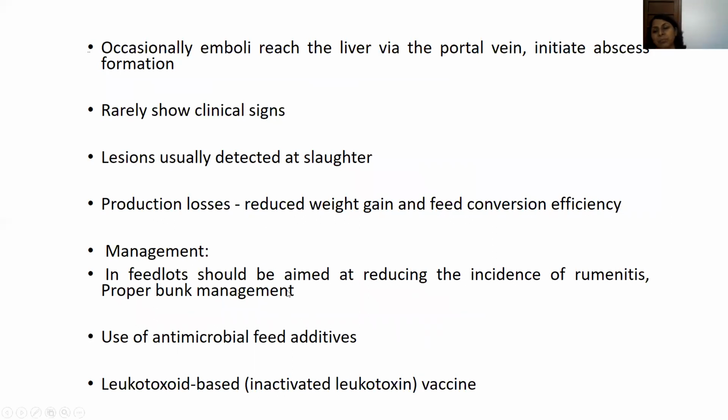In terms of management, the feedlot should aim to reduce the incidence of ruminitis. For this, bunk management should be proper, meaning more grain feed should not be given to the herd. The use of antimicrobial feed additives is also practiced, and inactivated leukotoxin-based vaccines are used in some places.